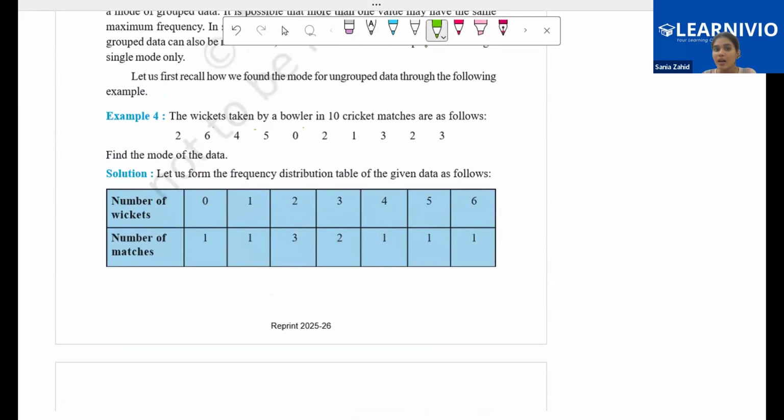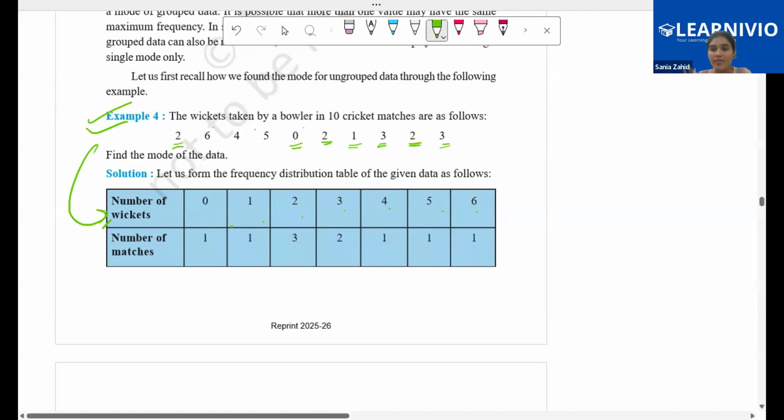Like for example, how many matches were played for 0 wickets? Only one. Then how many matches were played for 1 wicket? Only one again. How many matches were there for 2 wickets? 1, 2, and 3. How many matches for 3 wickets? 1 and 2. So out of this given data, you can form a frequency distribution table. You get 0, 1, 2, 3, 4, 5, 6, and then you can calculate the number of the matches. Now you see actually what is the meaning of mode.